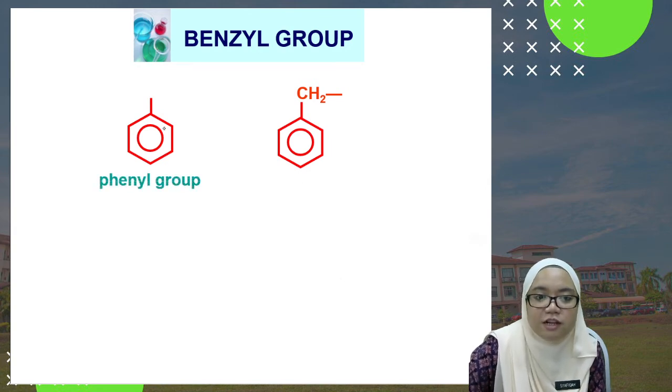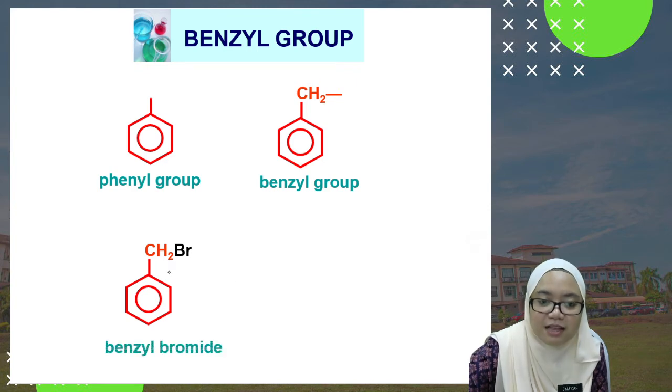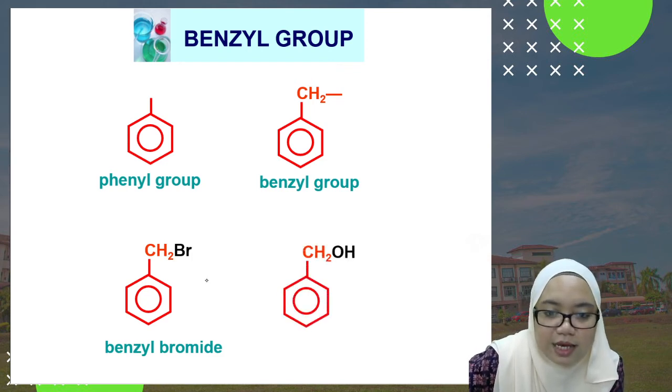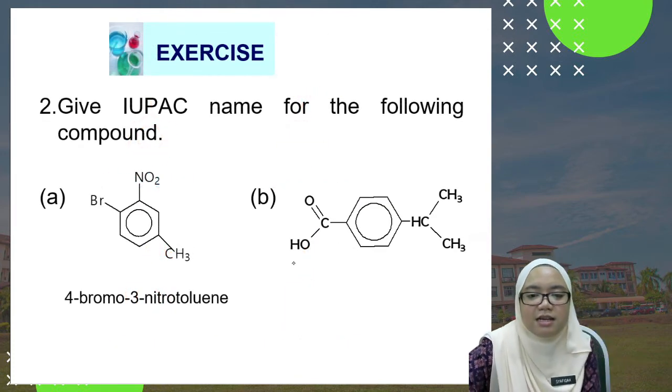So kalau phenyl group dia tak ada CH2. Kalau benzyl group dia ada CH2. Okay, so kita tengok. Kalau macam ni kita akan panggil dia benzyl bromide. Benzyl bromide sebab CH2 ni adalah benzyl substituent. Benzyl group. Okay, so kita namakan dia benzyl bromide. Okay, and then ini adalah benzyl alcohol. Okay. So now kita ada exercise kat sini.